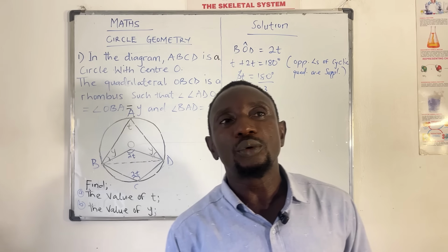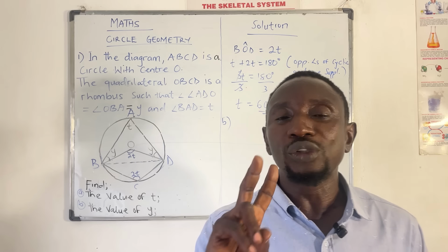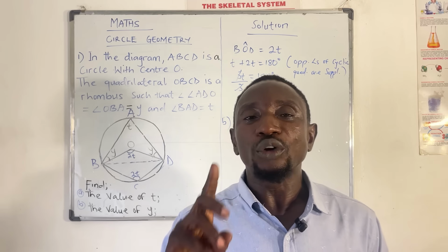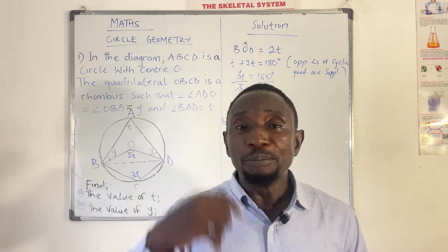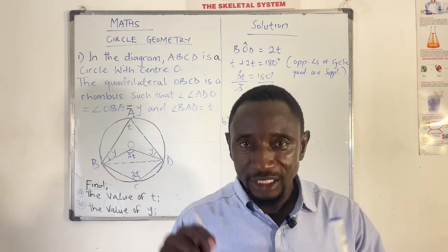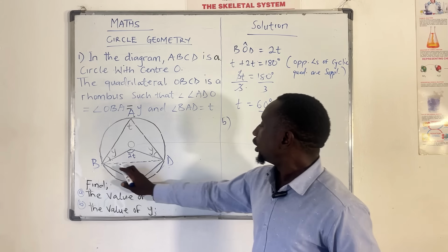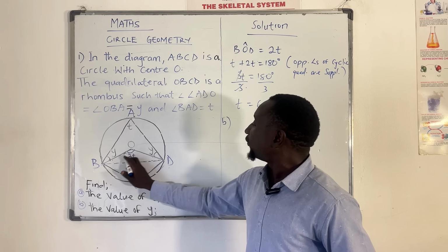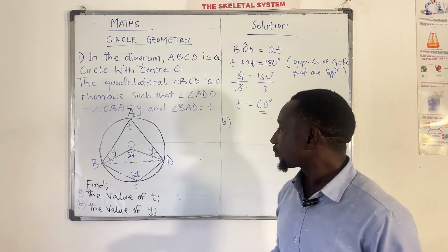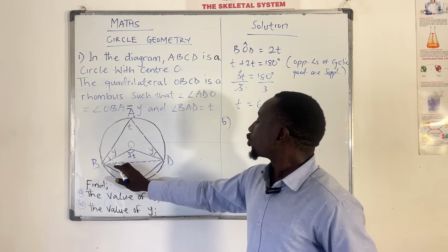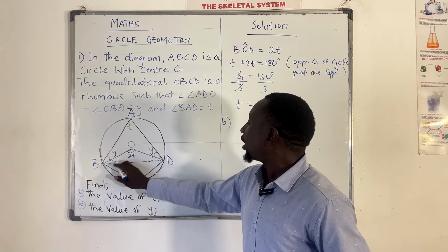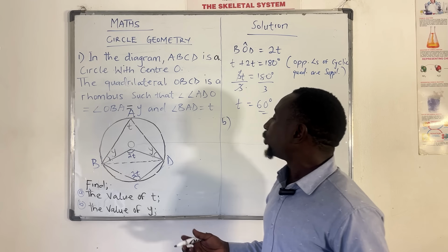An isosceles triangle is a triangle that has two sides equal. Now, if two sides are equal, it also means that the base angles are equal. So here, these are the base angles of this isosceles triangle. So how may we find these two angles? And how do we do that?